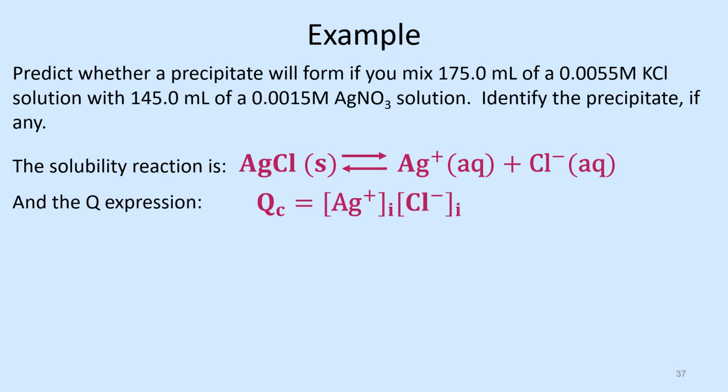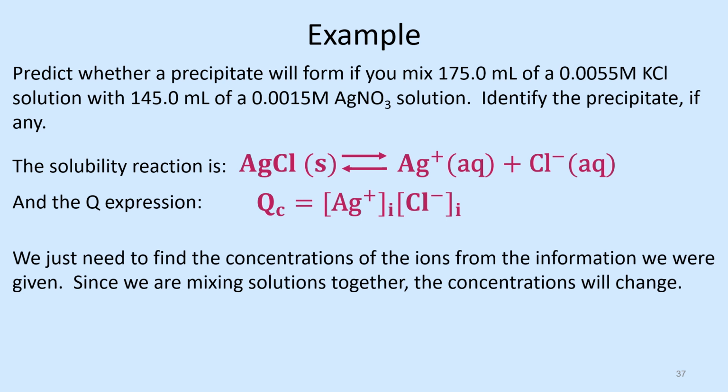Our Q expression: Q equals silver concentration times chloride concentration, and of course the i just means initial, because we don't know if we're at equilibrium or not. We're going to compare it to equilibrium. And so now, though, the problem is that we need to know the molarity of the silver and the molarity of the chloride before we can plug it in.